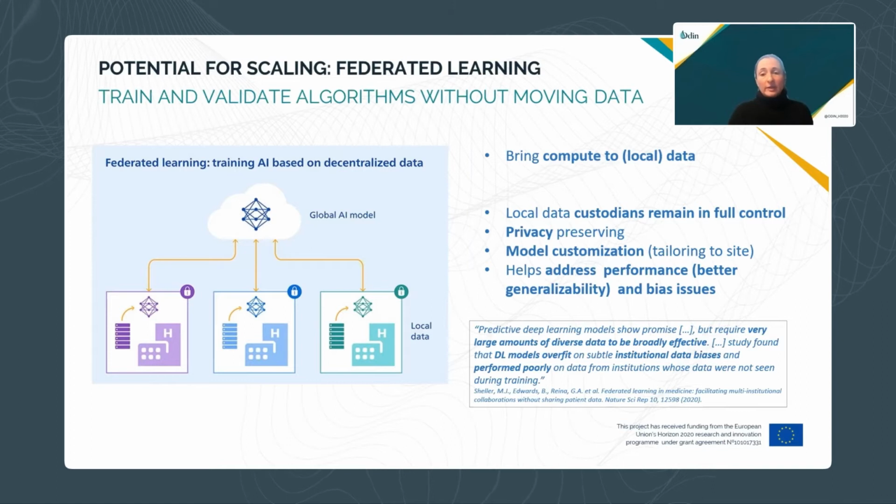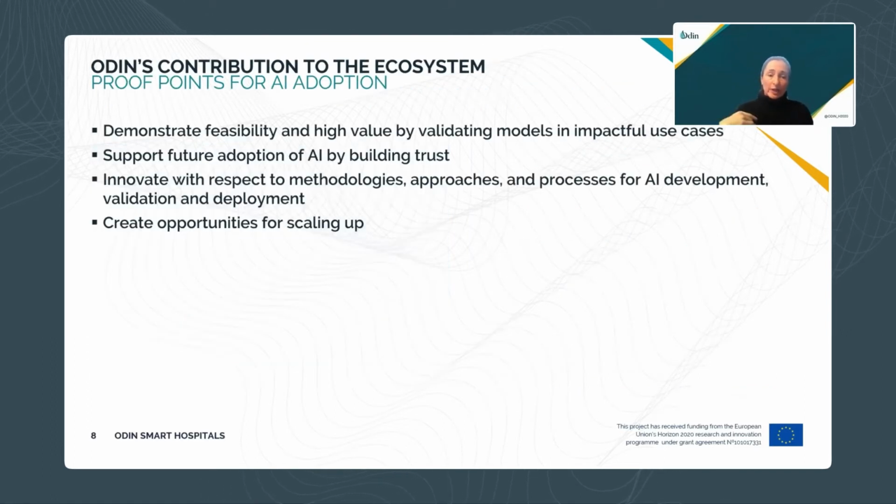And it would help address the performance concerns and the bias issues that have been noticed, for instance, when a model has been developed with a limited amount of data that is not diverse enough, for instance, data coming from a single site or a limited number of sites. So this is an approach that could help in large scale development and training of AI.